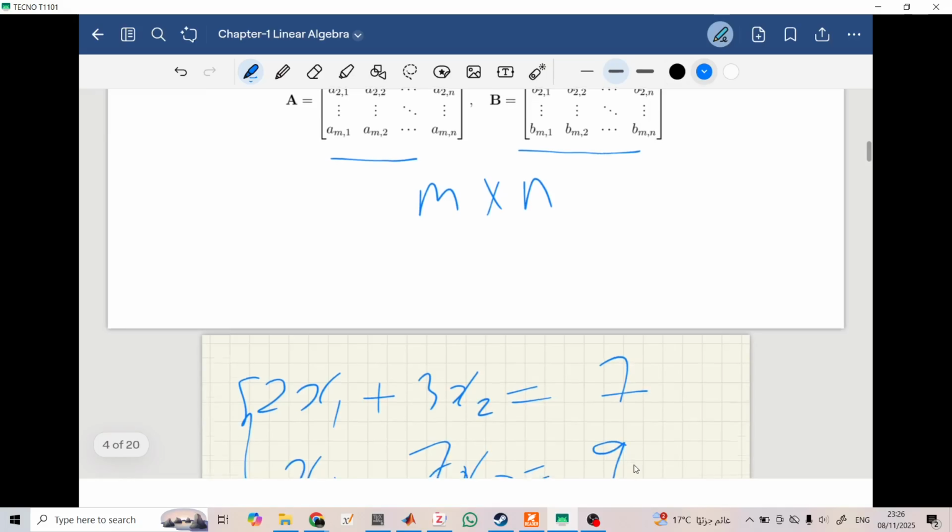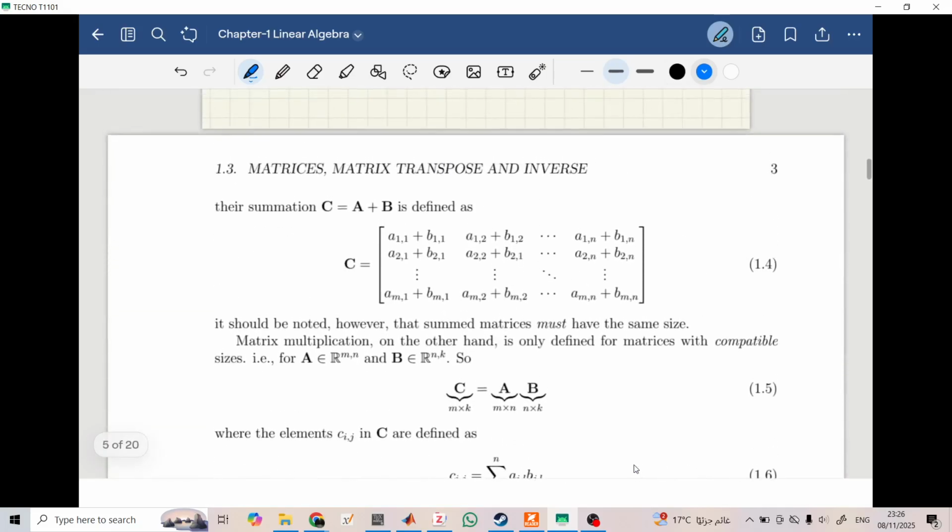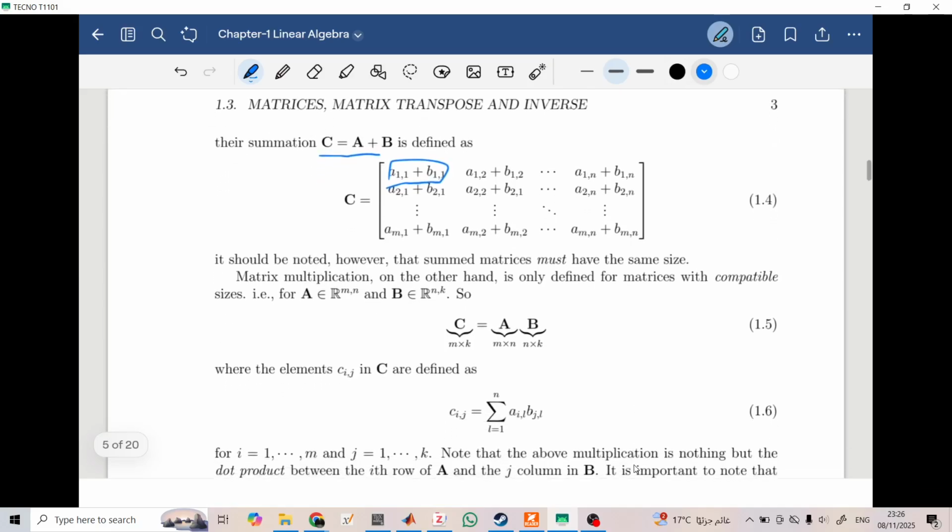Okay, we can add them directly. So C, which is the new matrix, equals A plus B. So we can have element by element additions. The first element in A, which is in the first row and first column, is added to the first element in B, which resides in the first row and the first column. Okay, so this is simple. This is the addition.